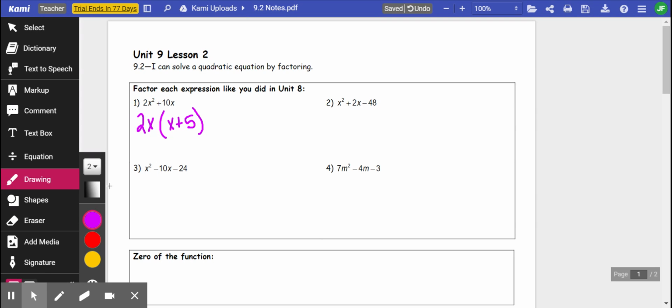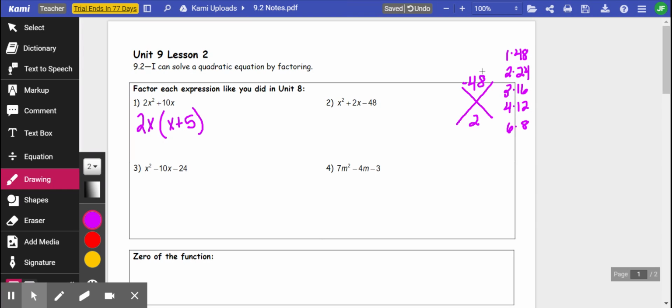Okay, for the second one, there's 3 terms. There's not a GCF here, so I'm going to go ahead right away and start with my x, my AC split. This is a 1 here, so I'm going to put my negative 48 on top. 1 times negative 48 is negative 48, and put my 2 on the bottom. And this is where most people struggle. I have 1 times 48, I have 2 times 24, I have 3 times 16, I have 4 times 12, and I have 6 times 8.